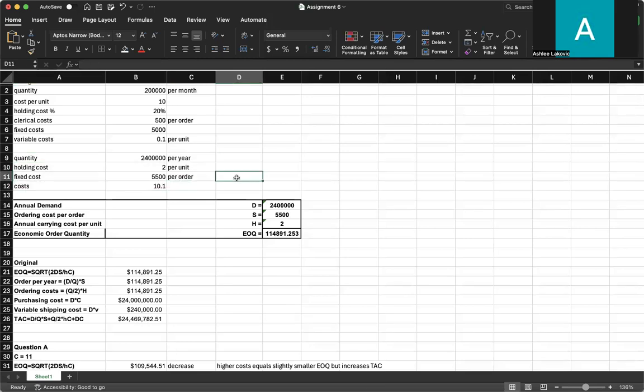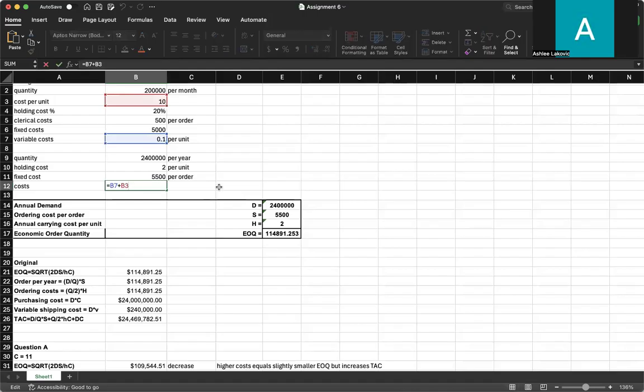Making these calculations so that our other calculations go smoother. The quantity per year is 2.4 million. The holding cost is $2 per unit, and the fixed cost is 5,500 per order, and the cost is 10.1.